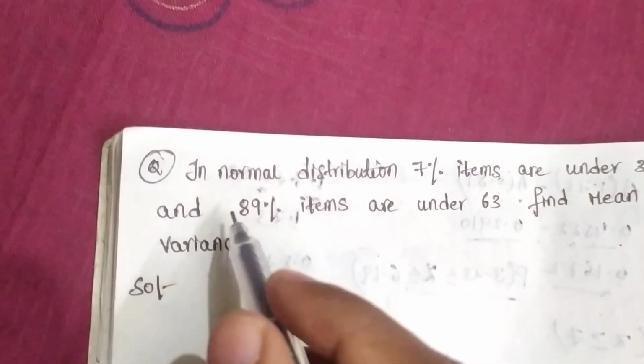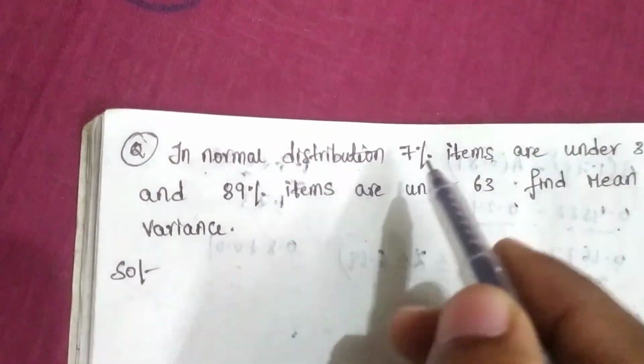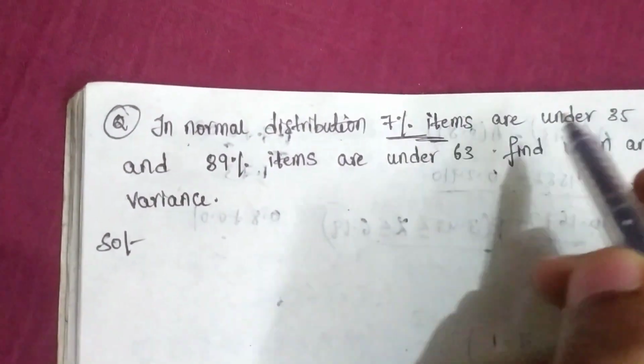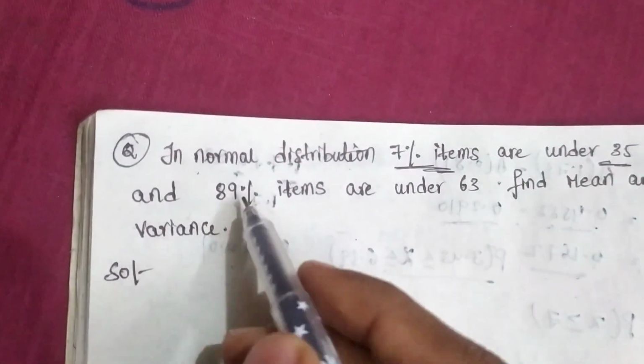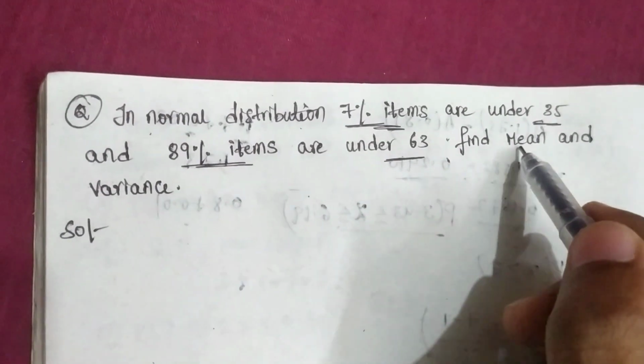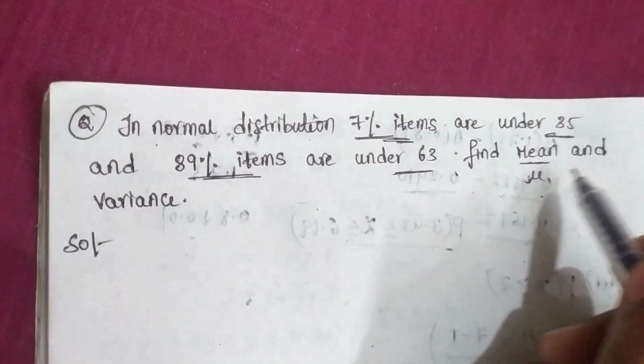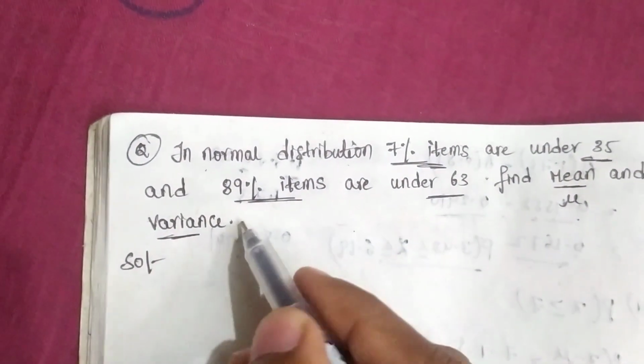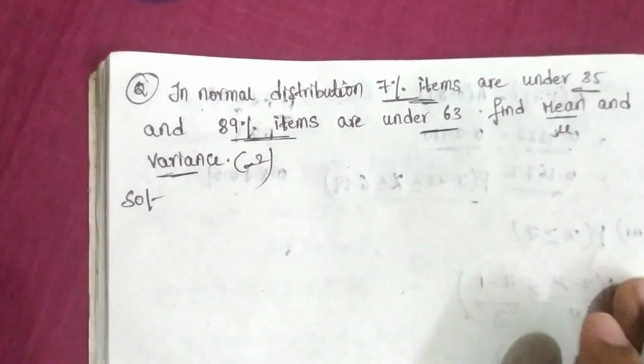Here the given question is: in a normal distribution 7% of items are under 35 and 89% of items are under 63. Here we have to find the mean value, that is mu, and the variance value, that is sigma square. Let us start the problem.